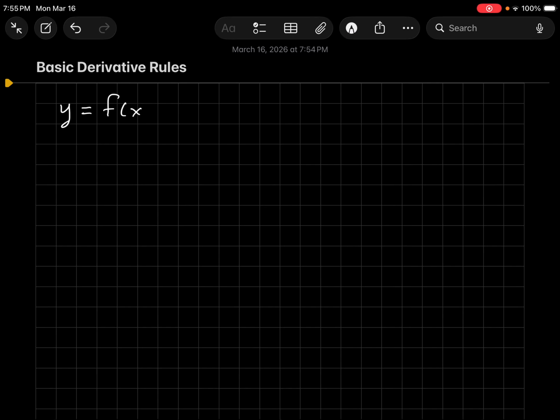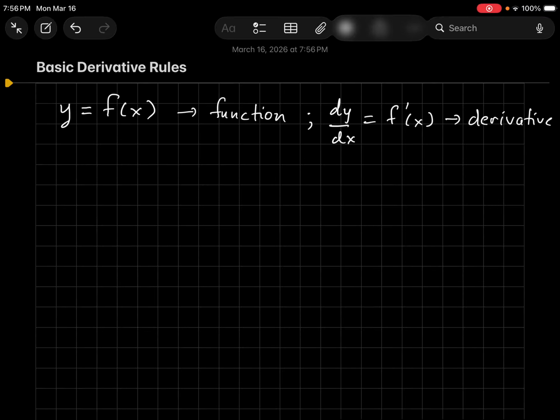You are familiar with the notation y equals f of x. This is going to represent our function. Similarly, there are two notations that we tend to deal with. One called dy dx, that's how we say that, equals f prime of x. And this is notation for something called the derivative.